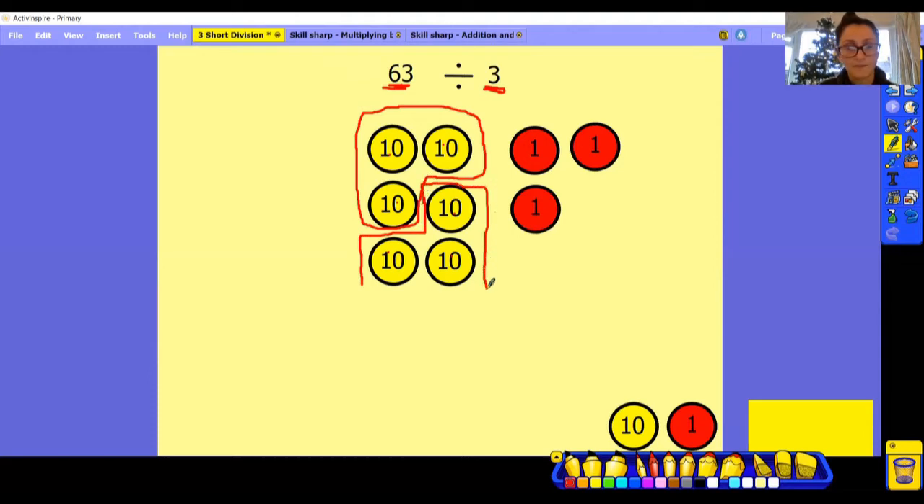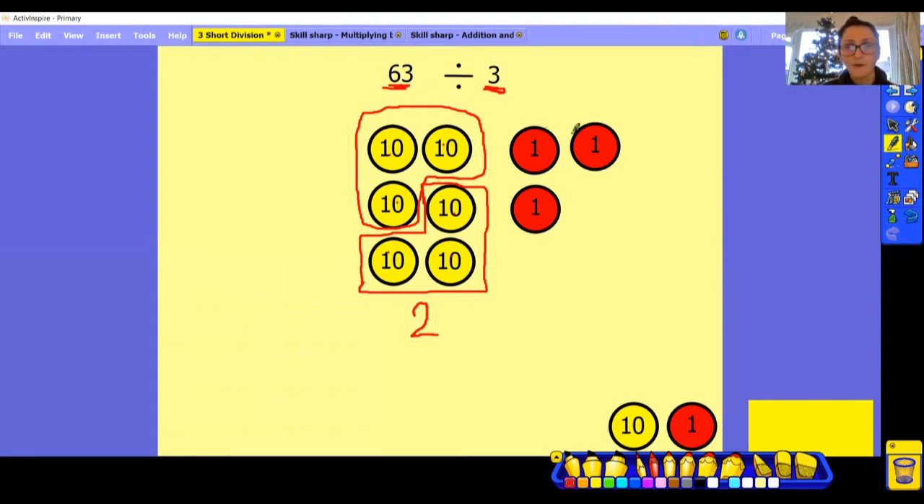If you notice, it's very similar to our Numicon that we used the other day. So how many equal groups of 3 do we have in our 10s column? So we have 1 and we have 2. Okay, but we're not quite finished there. We've done our 10s column.